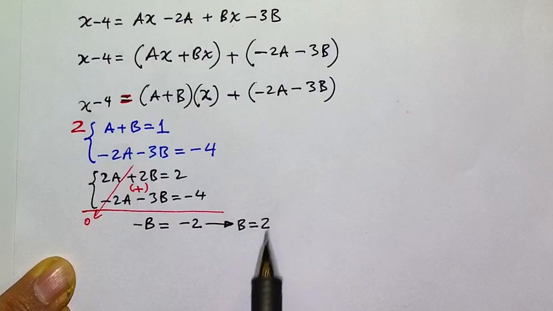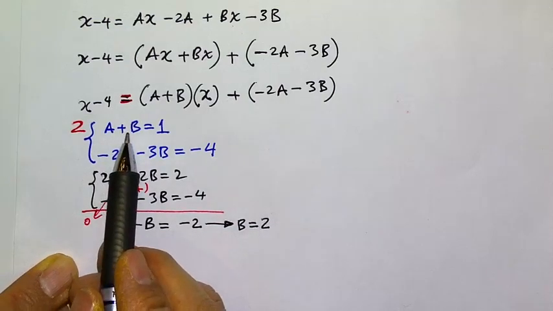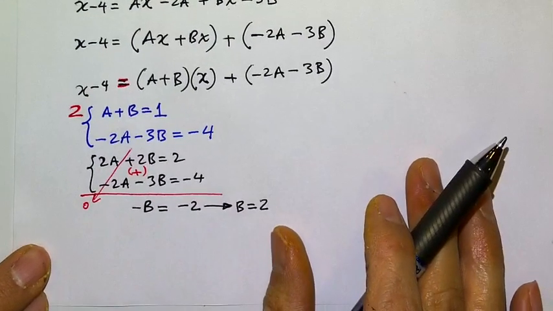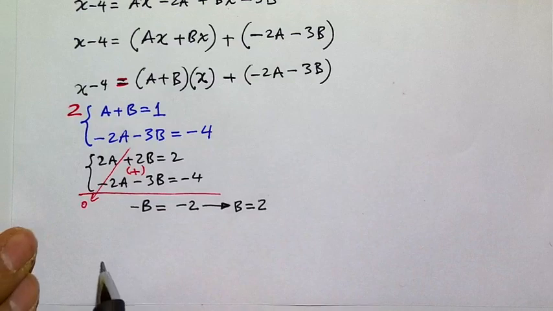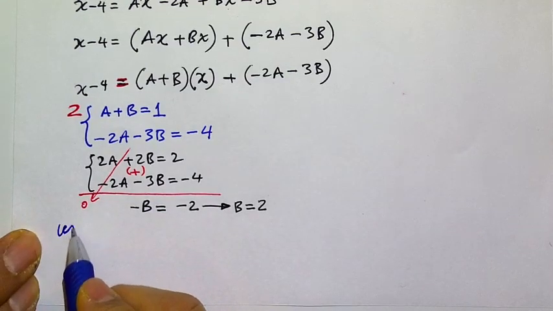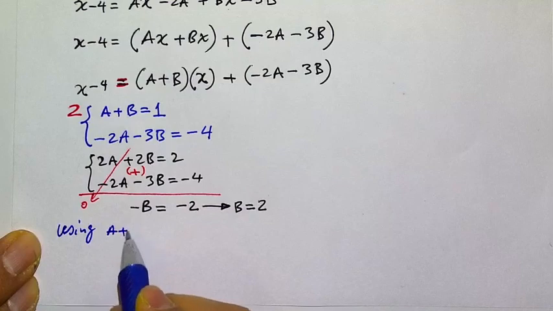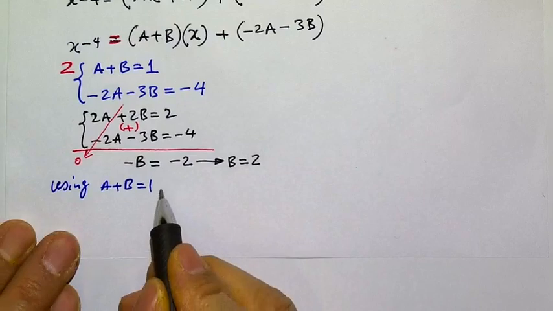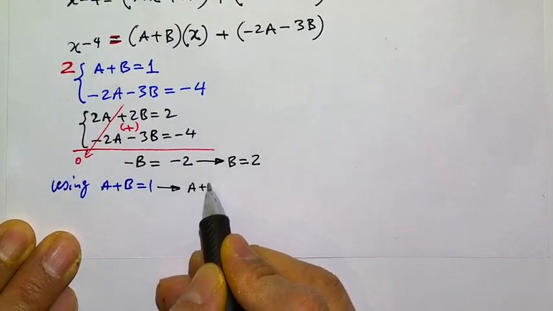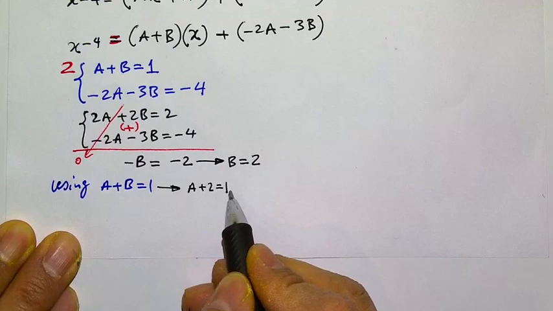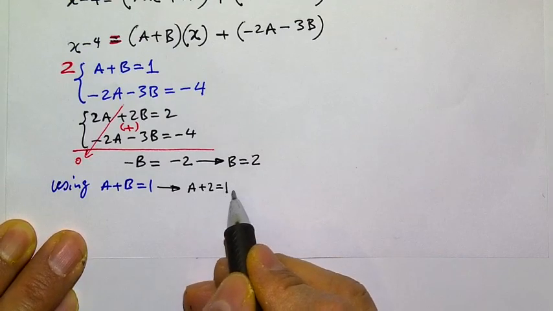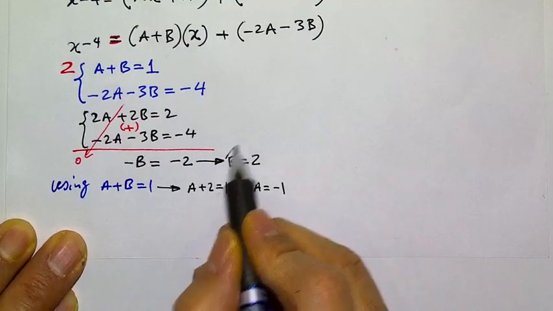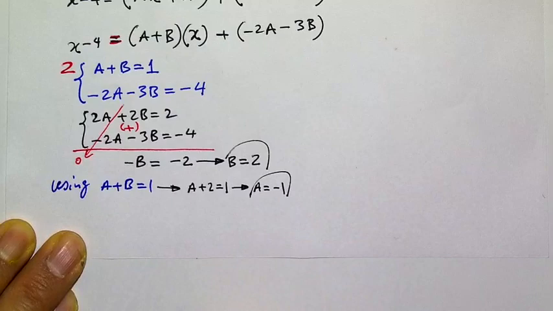So now we can plug this b into any of these equations and solve for a. The first equation is pretty simple, so using a plus b equals 1, which is that one, then we have a plus 2 equals 1, therefore a is equal to minus 1, right? So we figured out b, we figured out a.